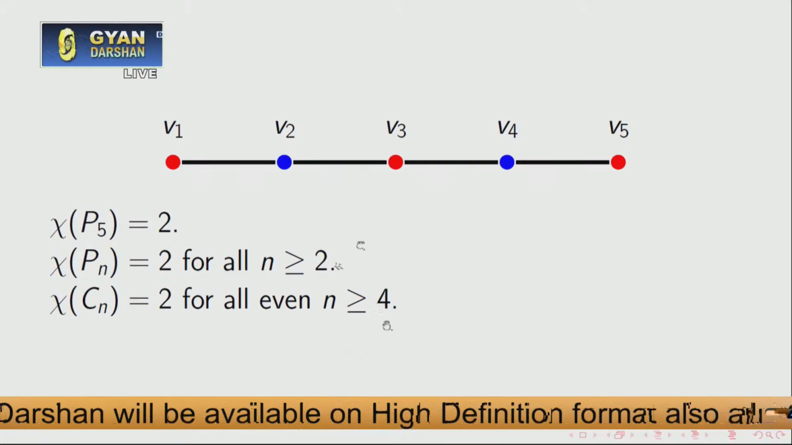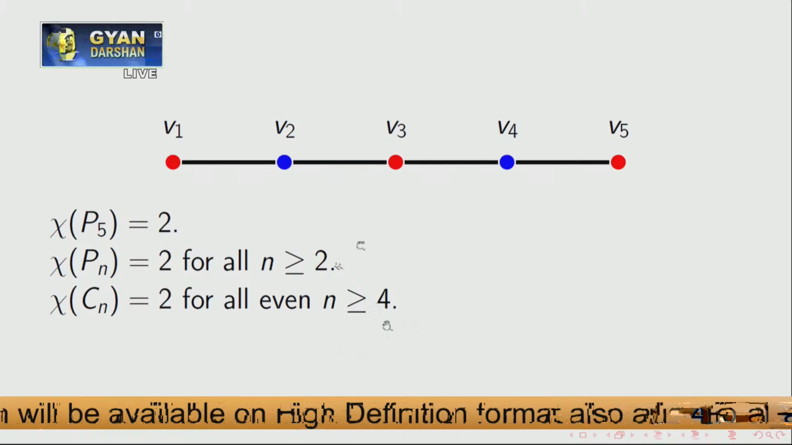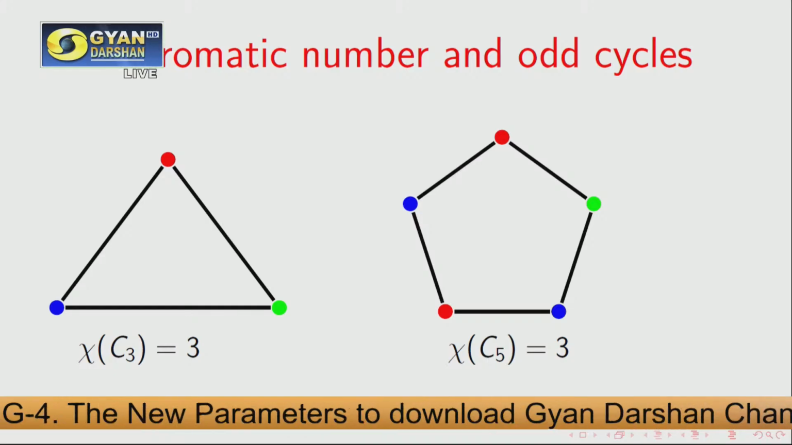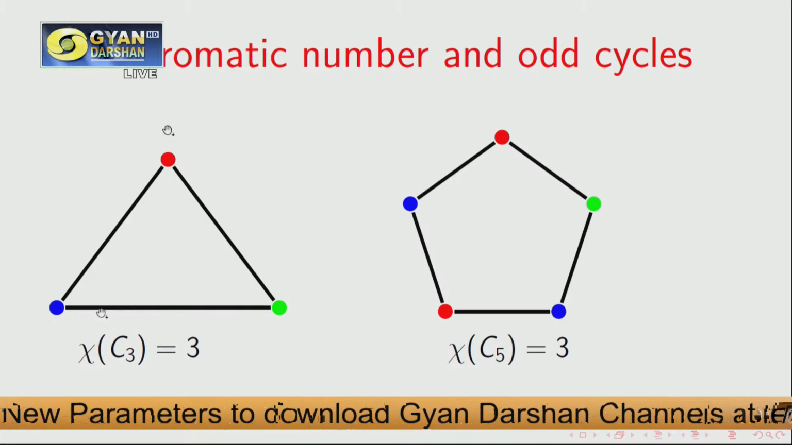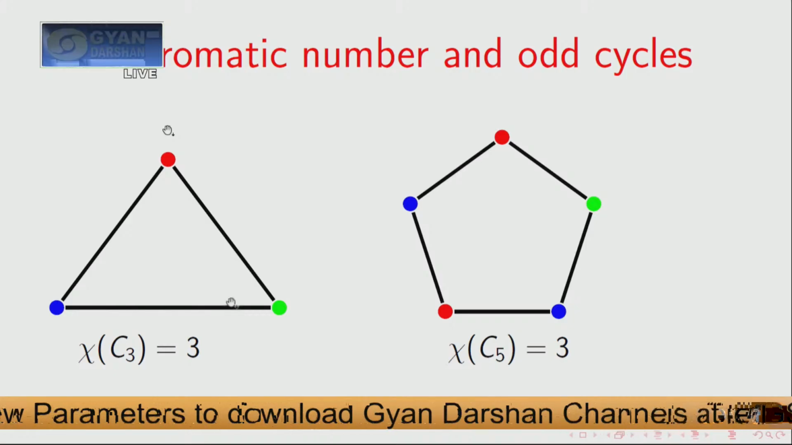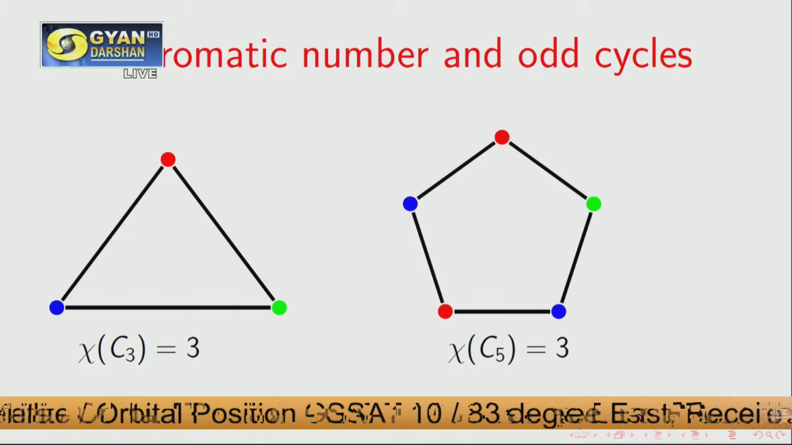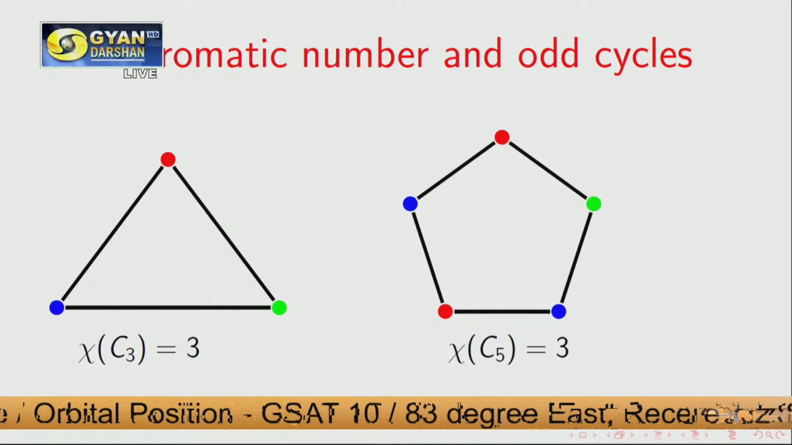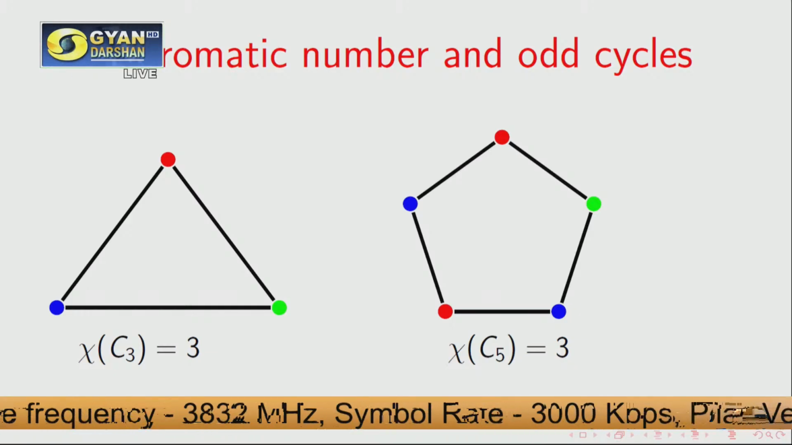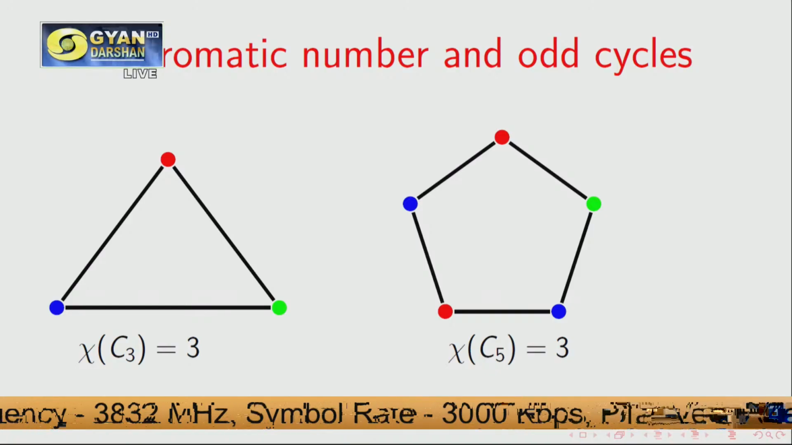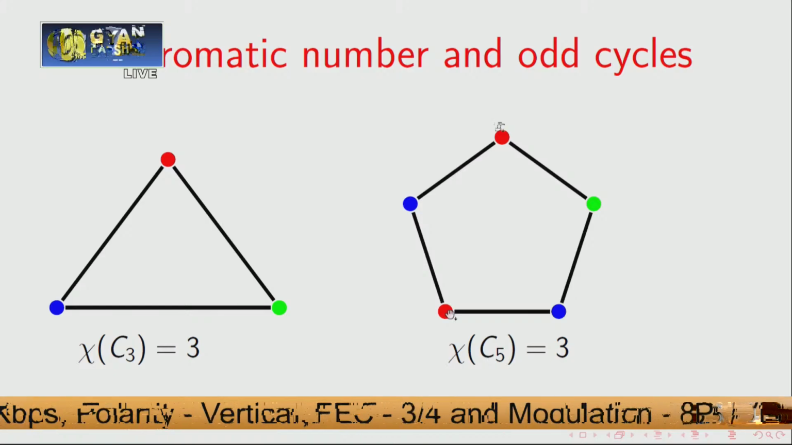Now we come to the case of odd cycles. What happens to the chromatic number when we are given an odd cycle? For instance, we have just seen the case of a triangle. When we have a triangle, the vertices are mutually adjacent, so such a coloring must require at least 3 colors. So the chromatic number of a cycle, I mean a triangle, is just 3. Okay, what about a cycle of length 5, C5?